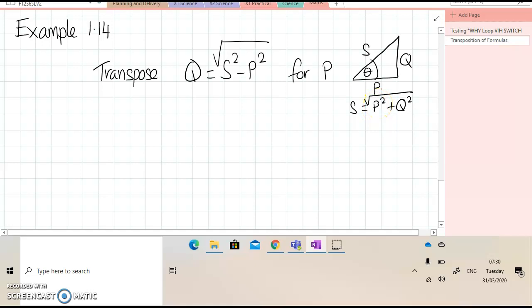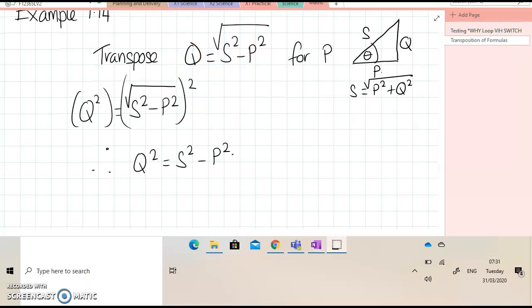So looking at this formula here, where do we start? Well, basically you can see there that we have Q equals the square root of S squared minus P squared. So again, what we can do is put all of that in brackets and square it, then what we do on that side, we do on the left hand side. So now, by squaring the right hand side, we lose the square root, and the Q becomes squared. So now we've simplified that.